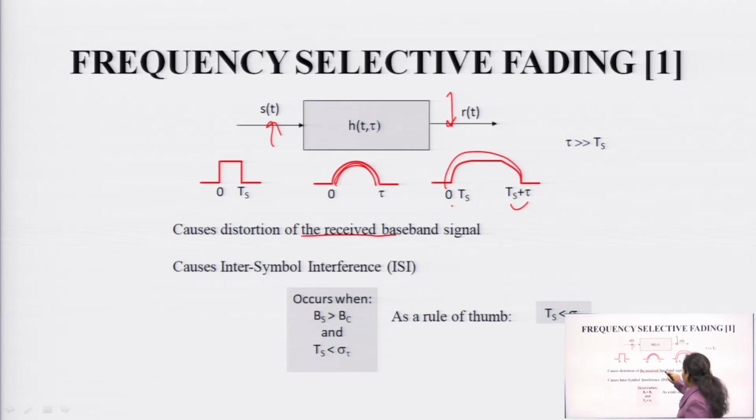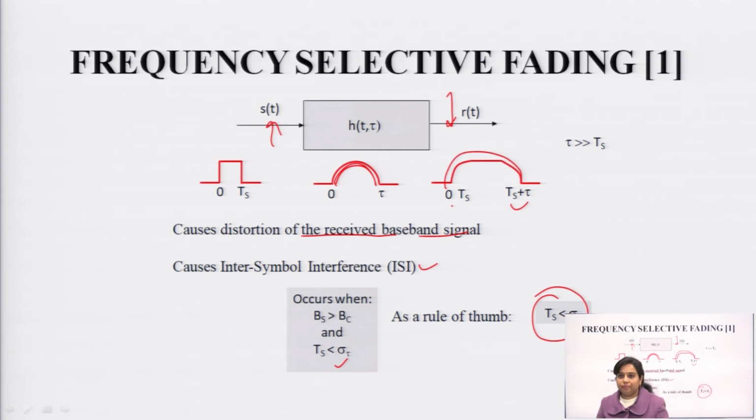Now, it causes distortion of the received baseband signal, and it causes inter-symbol interference also, that is ISI. Now, as a rule of thumb, Ts should be less than sigma tau. It occurs when Bs is greater than Bc and Ts is less than sigma tau. So, this is the frequency selective fading concept.